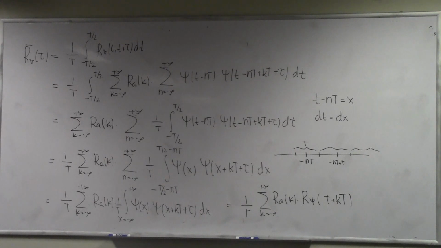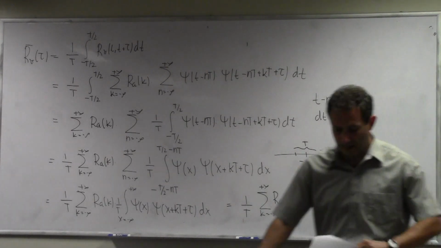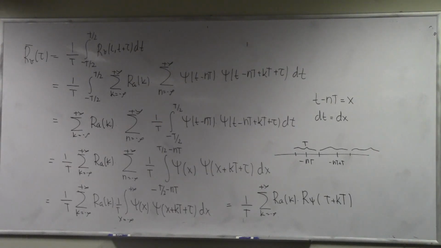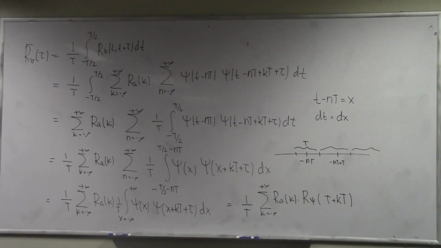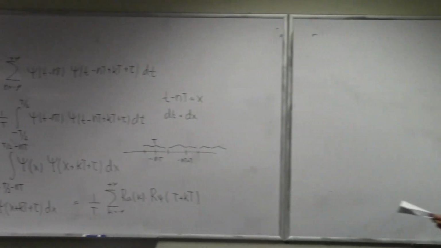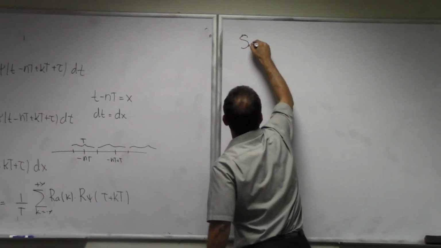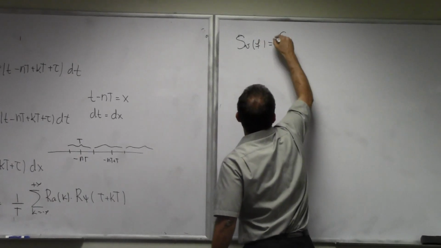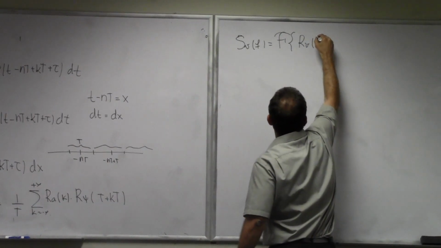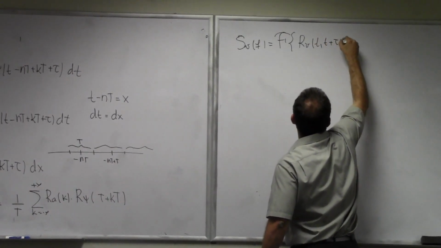So that's my average autocorrelation function, and then the last step is to find the Fourier transform. I'm just going to write what the result is, because we're running out of time. So our power spectral density S_V(f) becomes the Fourier transform of R_V(t plus tau).